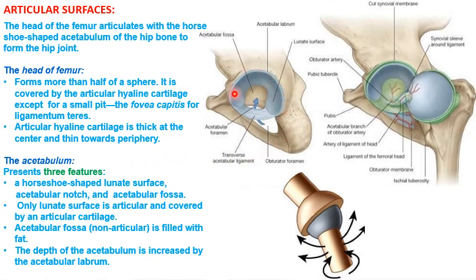And then coming to a cup-shaped structure, the socket, the acetabulum. So this acetabulum presents three features. It is a horseshoe-shaped lunate surface, the acetabular notch, and acetabular fossa. So all these three put together form the acetabulum. So the socket of the ball and socket type of joint is formed by this acetabulum of the hip bone.